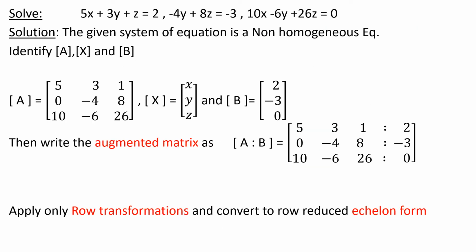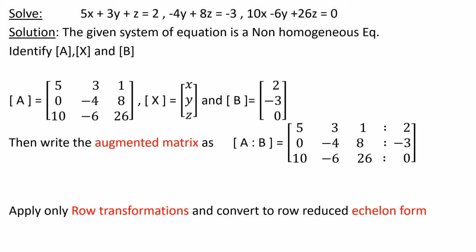Now let us see an example. Solve 5x + 3y + z = 2, -4y + 8z = -3, 10x - 6y + 26z = 0. Now this is clearly a non-homogeneous equation.